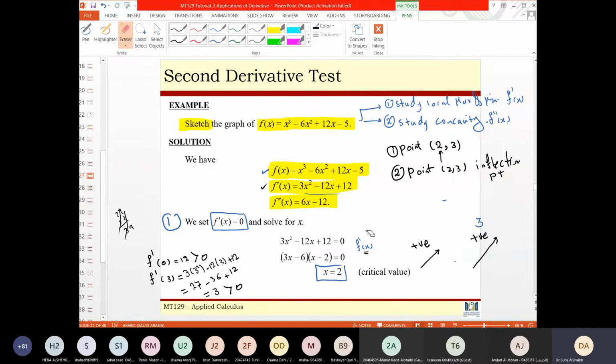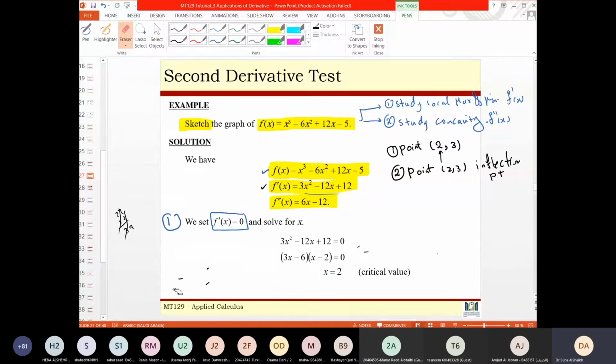Now, this is not enough. I did step number 1, I did step number 2. I just got 1 point. Usually from step 1 I get 2 points and from step 2 I get 1 point. But here, from the 2 steps I get only 1 point, which is the inflection point. This is why I'm gonna add a step number 3 in this case, because he just says sketch. I'm gonna add step number 3, which is to study the y-intercept and the x-intercept.